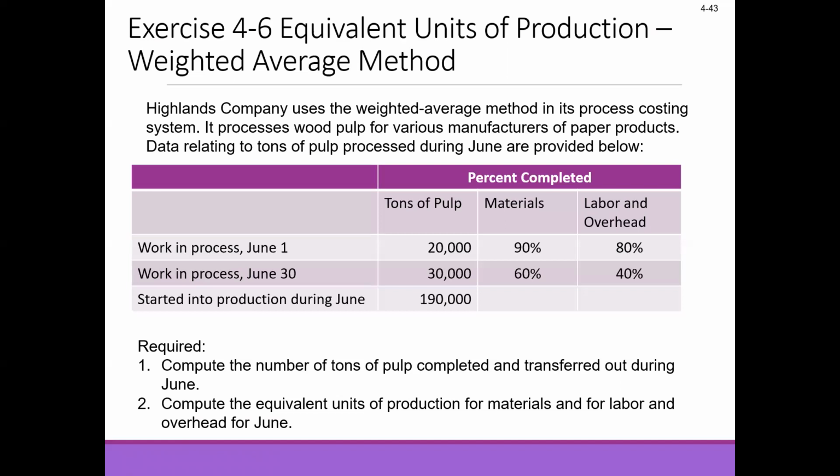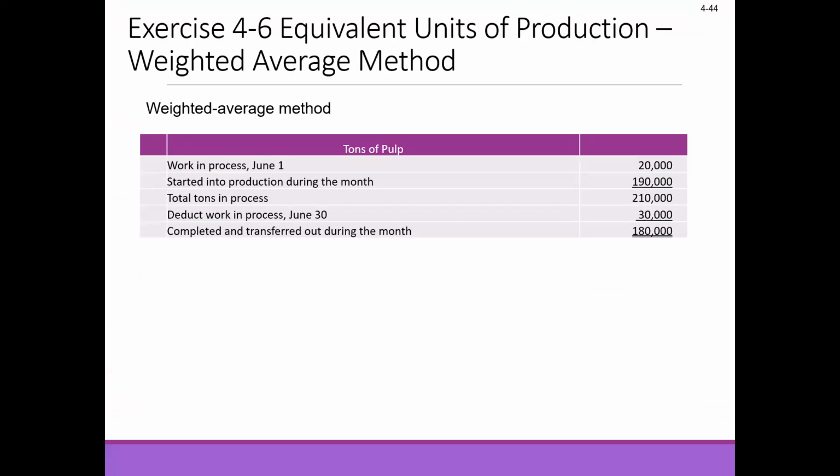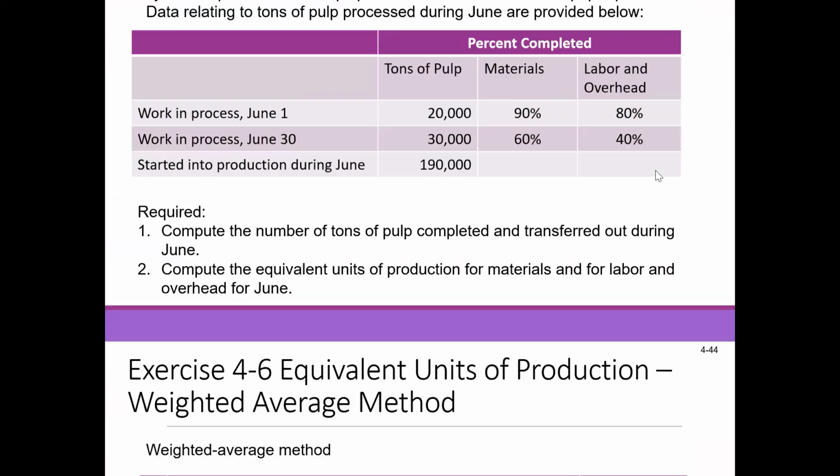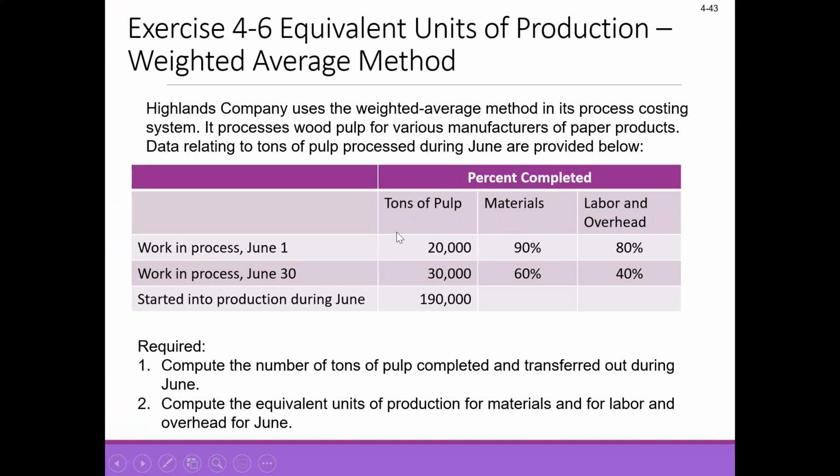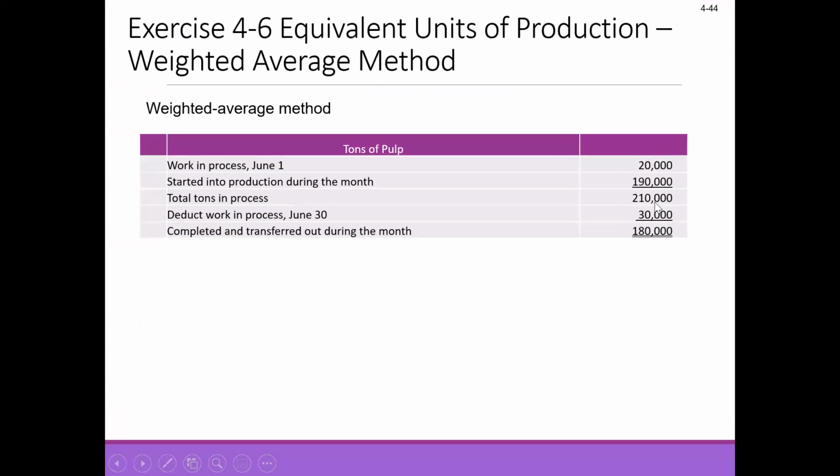Okay, just like the problem before. So what are we going to do? We start June work in process with 20,000 units. Let's just confirm that. We started with 20. We added 190. So we have 210 that is in process, with our work in process at the end of the month at 30. So we know what was completed and transferred out during the month was 180. Beginning inventory plus brought in equals total minus ending inventory is what we completed.